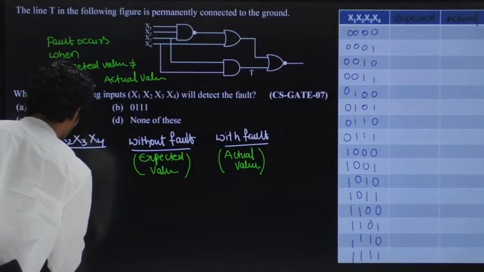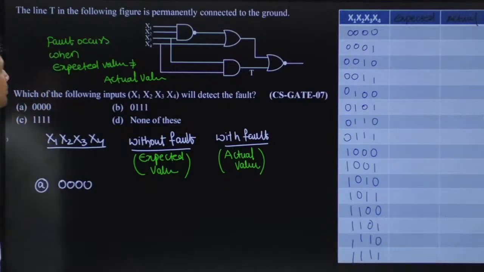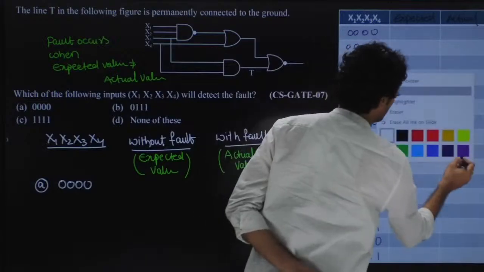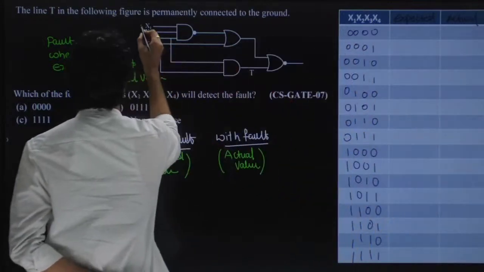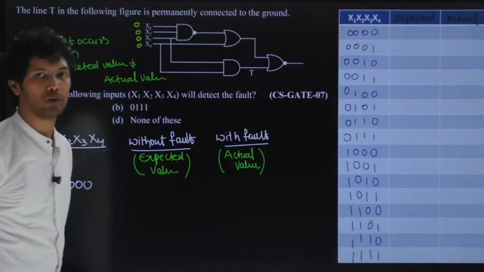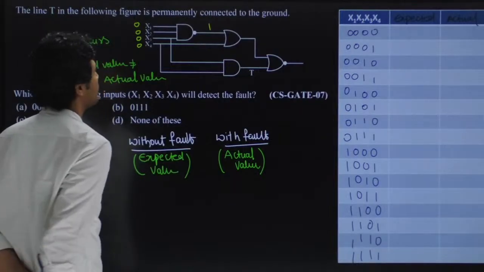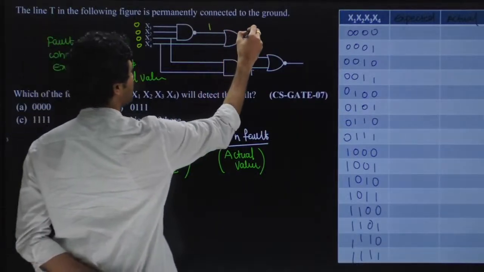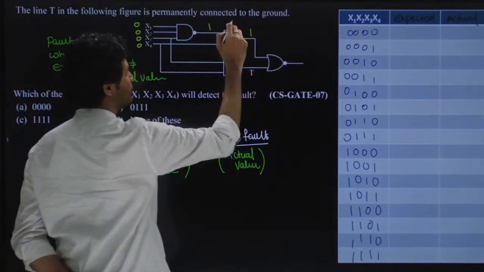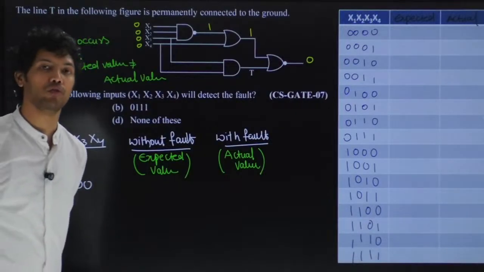The first combination is what? 0, 0, 0, 0. Option A. So let's apply these values. When you apply these values, what do we get? This is 0, 0, 0, 0. NAND gate, one of the inputs is 0, output is 1. And then for OR gate, one of the inputs is 1, output is also equal to 1. And for NOR gate, one of the inputs is 1, means output is equal to 0. This is the scenario without fault.